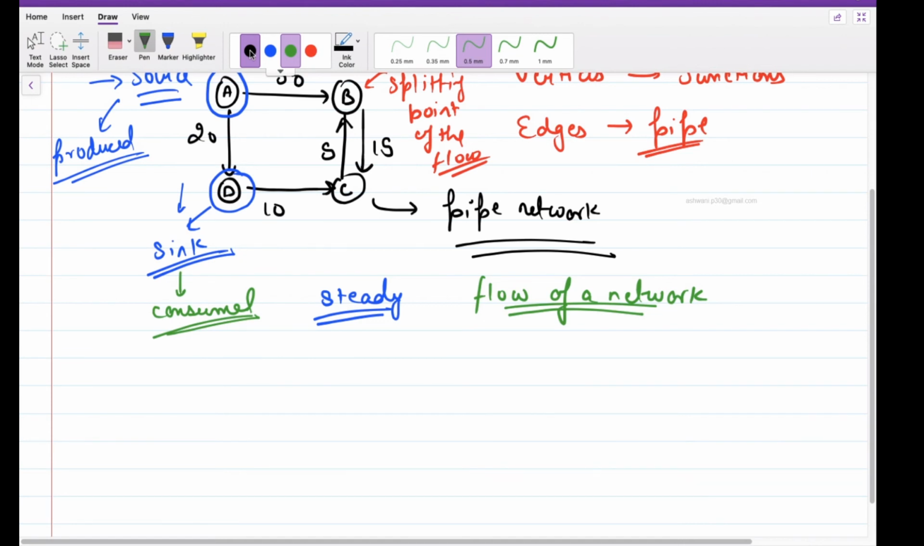For example, imagine water is flowing in the pipe network and we want to know the maximum volume of water over time that can pass through the given pipe network. So these kind of problems are solved through the network flow graphs. So in the further videos, we will define some more terminologies and see some algorithms that will help us to solve the problems of maximum flow.